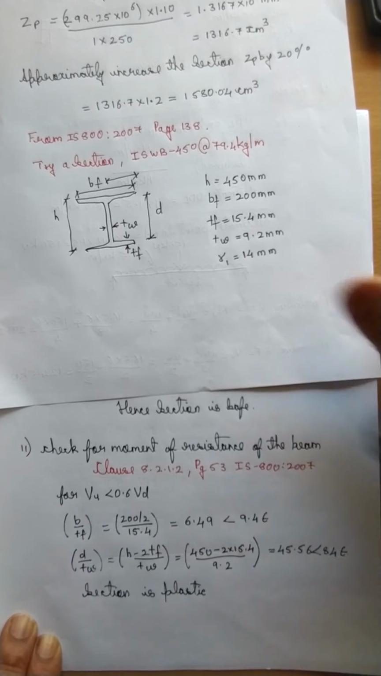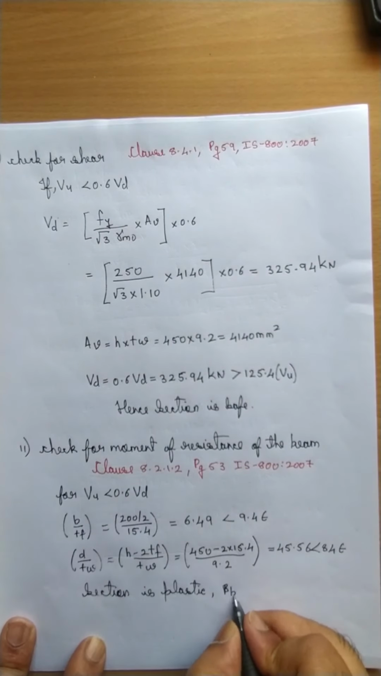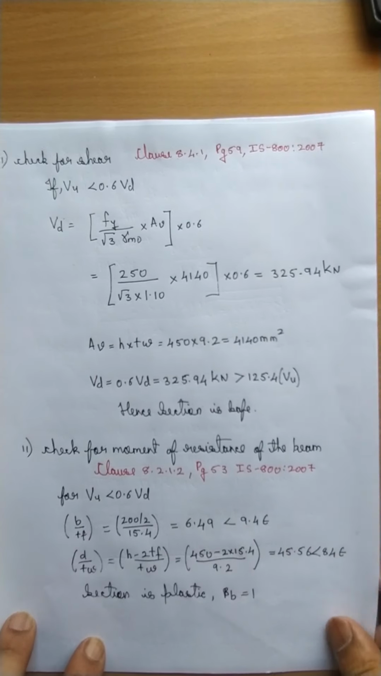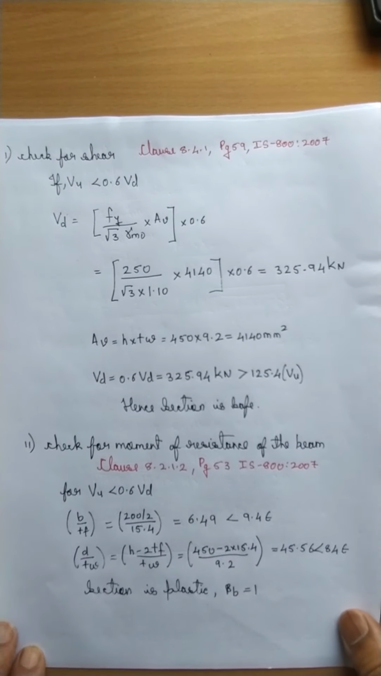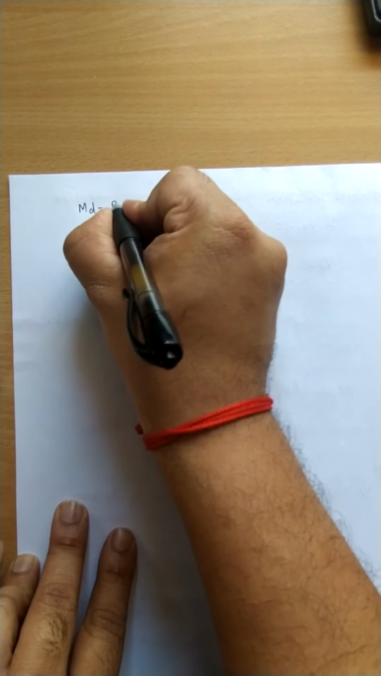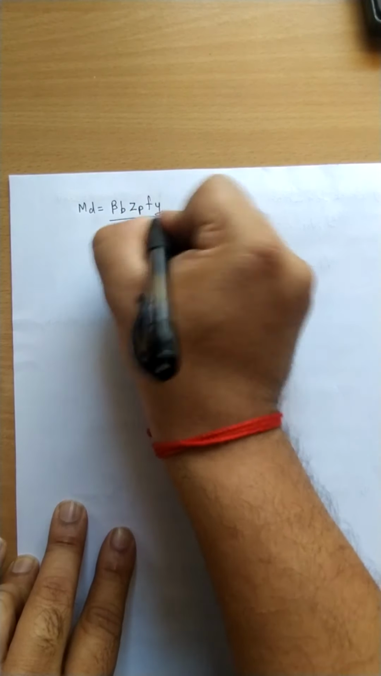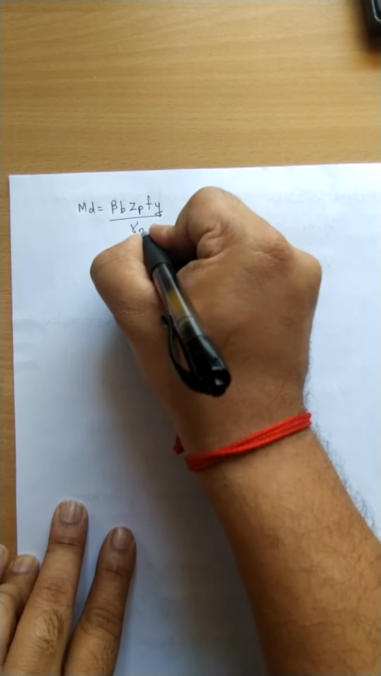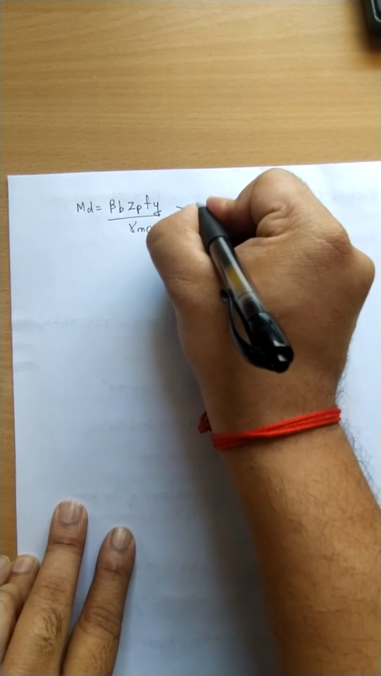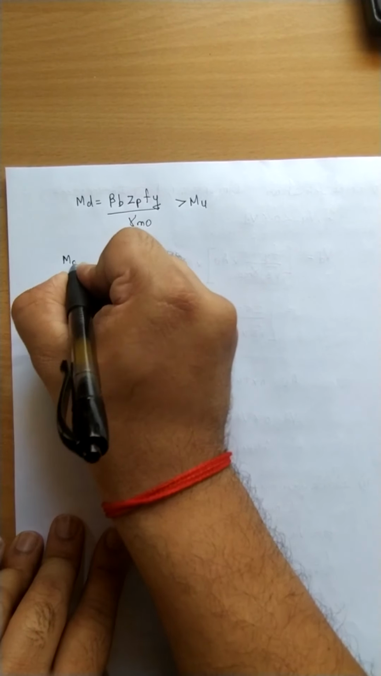Section is plastic, so beta B will be equal to 1. Now let us compute the bending strength. The bending strength is given by MD is equal to beta B ZP Fy divided by gamma m naught. Now this should be more than the maximum moment. So let us see MD.